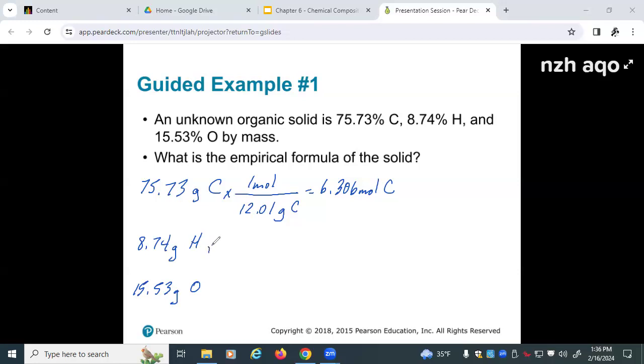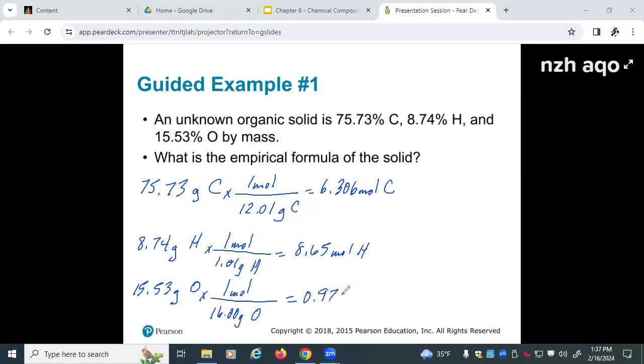Want to do the same thing for the hydrogen? 1.01 grams of hydrogen in a mole. So 8.74 divided by 1.01 is going to give me 8.65 moles of hydrogen. For the oxygen, 16.00 grams of oxygen in a mole. So 15.53 divided by 16.00, 0.9706 moles of oxygen.